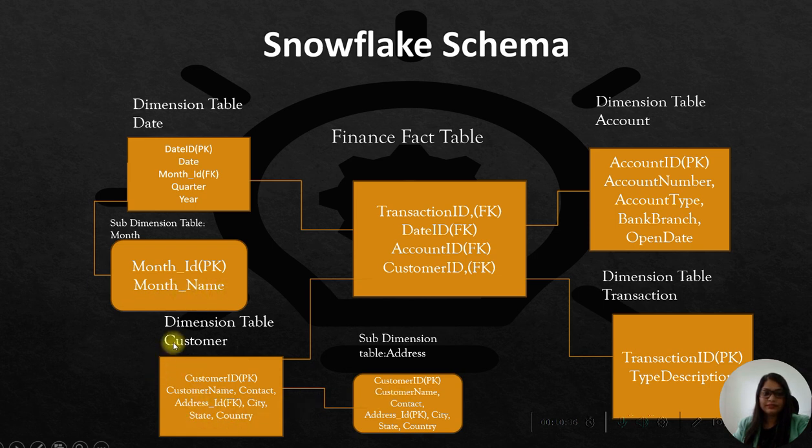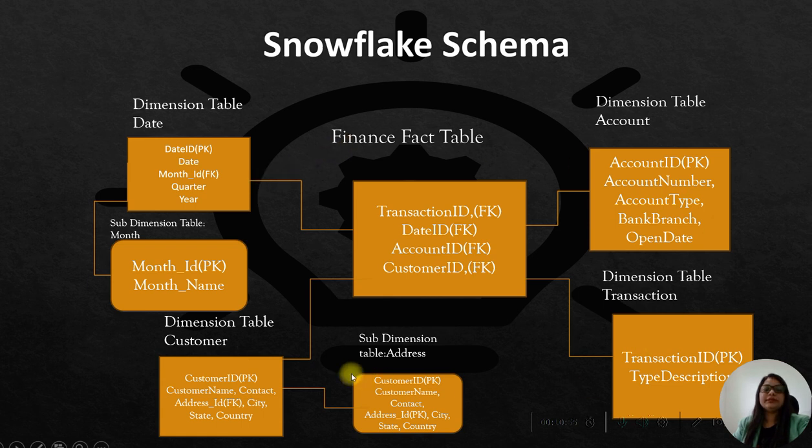We did the same for the customer. You can see here the customer ID. We take this customer ID in the sub dimension table, so it is considered my primary key, and the main dimension table ID is considered a foreign key.